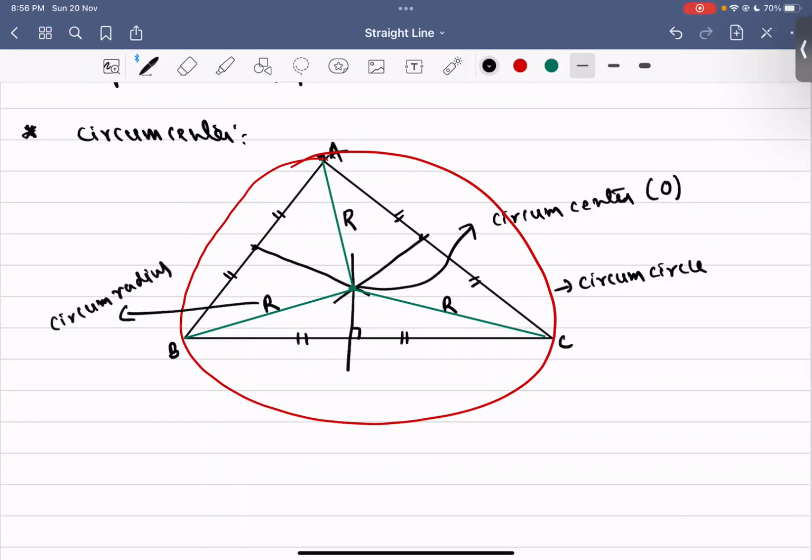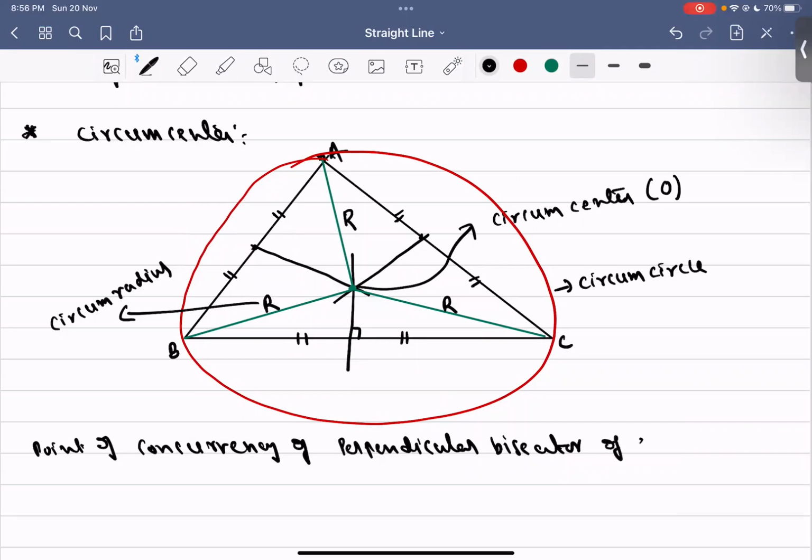Radius of the circumcircle. Yes or no? So I will write the definition. A point of concurrency of perpendicular bisectors of sides is circumcenter.